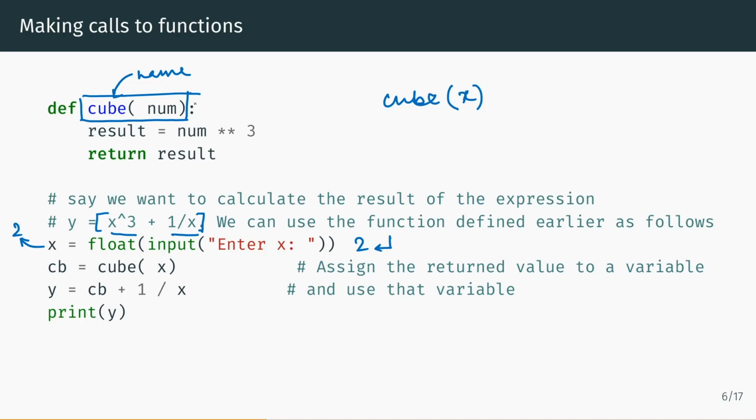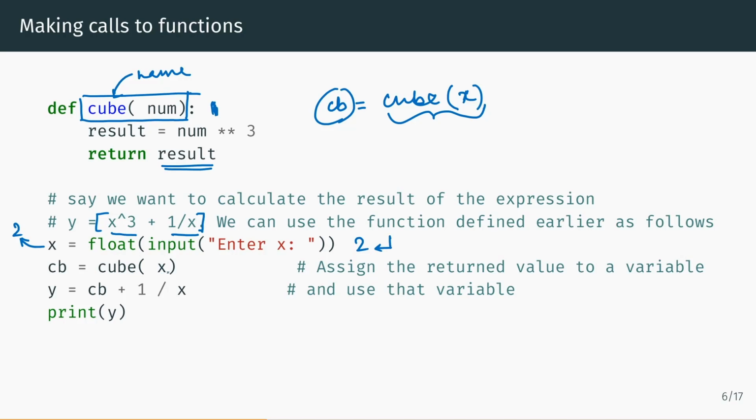Unlike the definition though, you don't need this colon. So all you do is cube of x. The second part is, if the function returns a result, you can save that result somewhere. In this case I say cb equals cube of x, which means whatever value is returned by this function call, save the value in the variable cb.